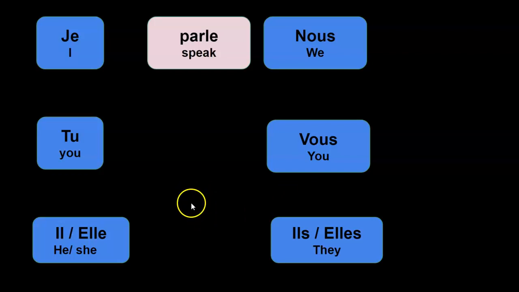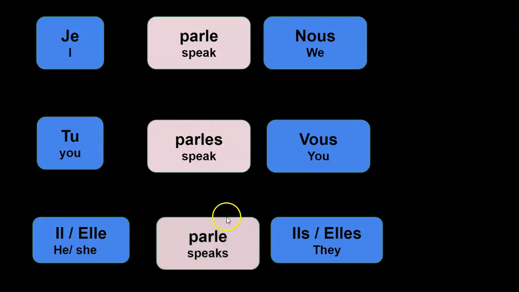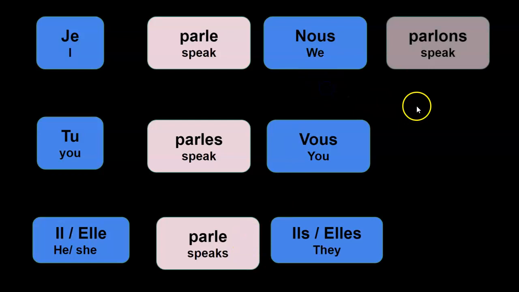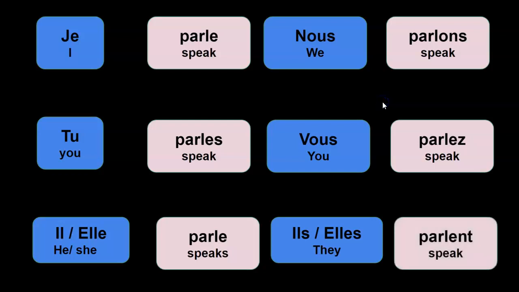So je parle, tu parles. So your ending for the je form is e. Your ending for the tu form is es. Il, elle parle ends with an E. So note this is the same as the first person. So the first and third person have the same ending. Nous parlons, vous parlez, ils, elles parlent.